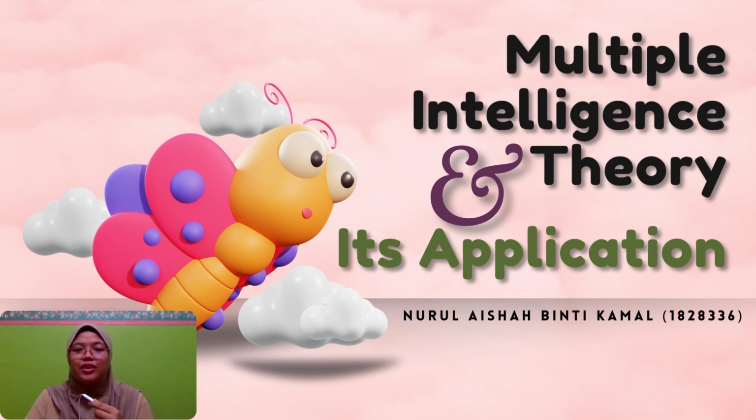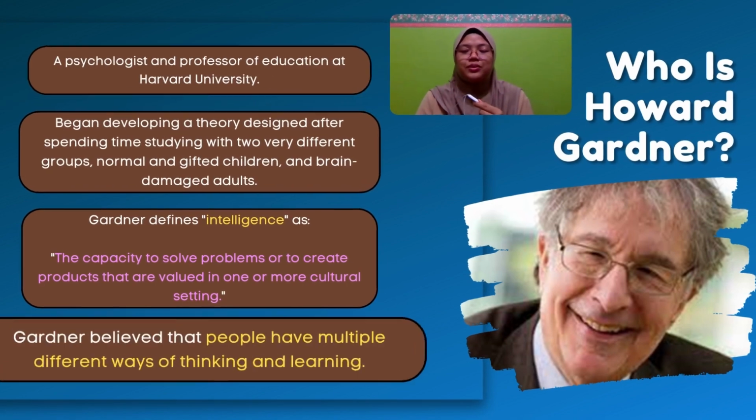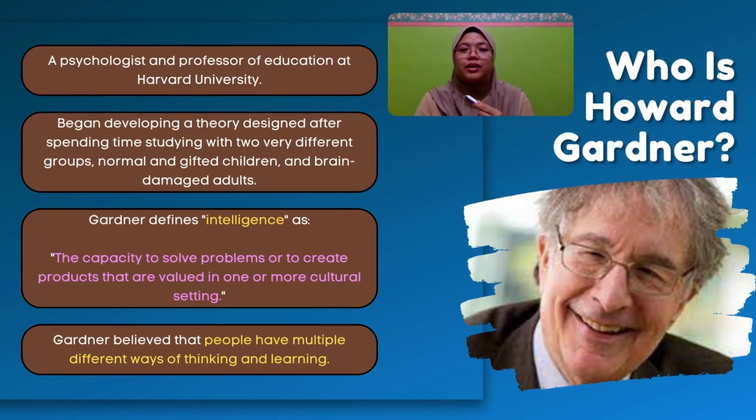Multiple intelligence theory and its application. This theory is proposed by a psychologist and professor of education at Harvard University, Dr. Howard Gardner. He began developing this theory after spending time studying two different groups of normal and gifted children and brain-damaged adults. He defines intelligence as the capacity to solve problems or to create products that are valued in one or more cultural settings.